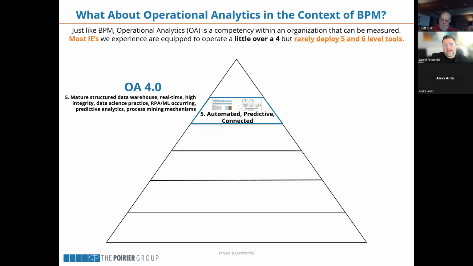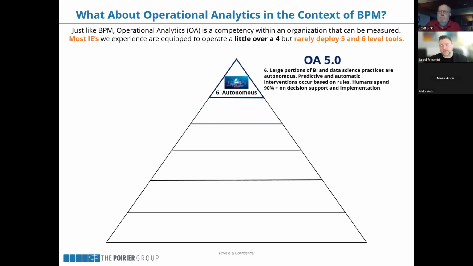And then as you move into operational analytics 5.0, this is where we start to see the ability to manipulate large portions of data, work with data warehouses in real time, and ensure high integrity of data. You might have a data science practice, some RPA or machine learning occurring in parallel with said data, and some predictive analytics and process mining happening. I think at the level 5 level, that's what we tend to see.